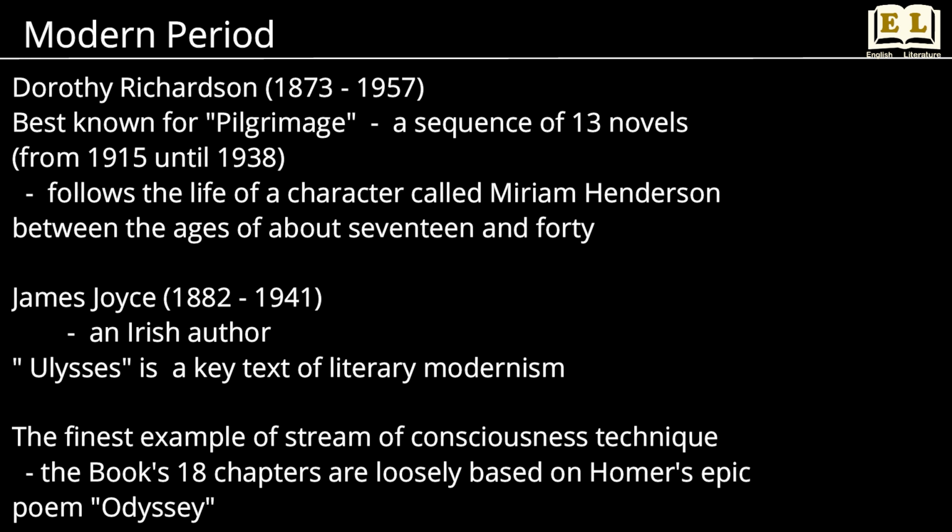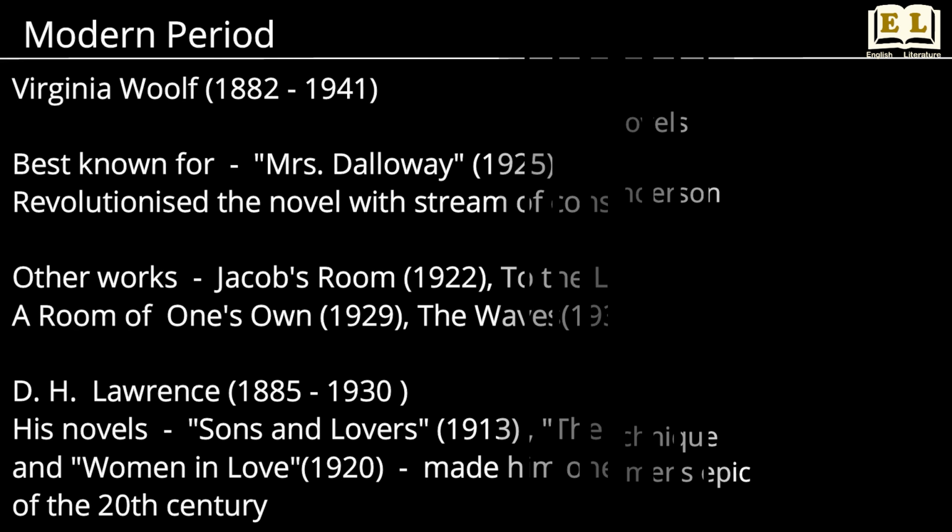James Joyce was an Irish author. His Ulysses is a key text of literary modernism and is the finest example of the stream of consciousness technique. The book's 18 chapters are loosely based on Homer's epic poem Odyssey.